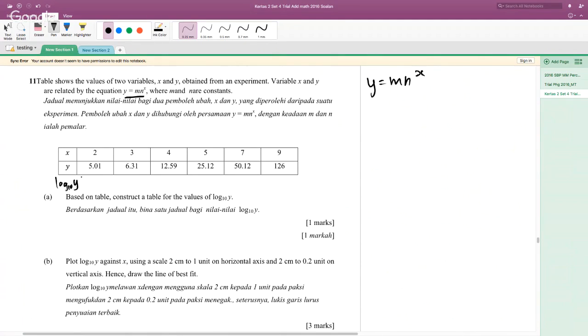So you just do log 10 y. Then all these y values, you just add a log for it. Use a calculator. Something like log 5.01, then your calculator will tell you it's 0.6998. So you just write 0.7. And then you just log 6.31, and the calculator will tell you it's 0.8. You continue, you log all the y values. Then you can get this bonus 1 mark just using the calculator. And then part B asks about plotting log 10 y against x. That means I will need to add the log 10 for both sides first.